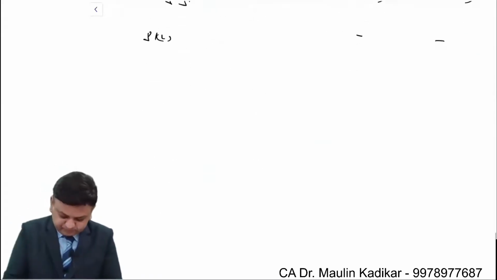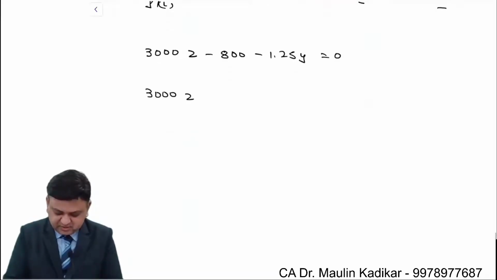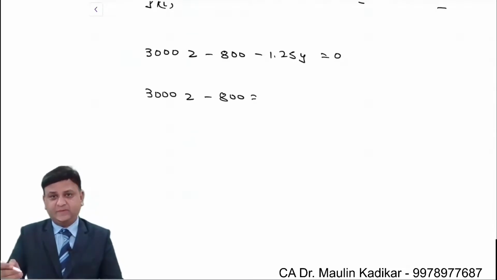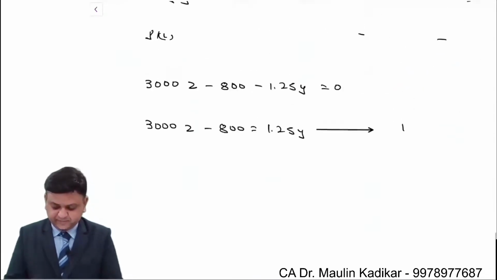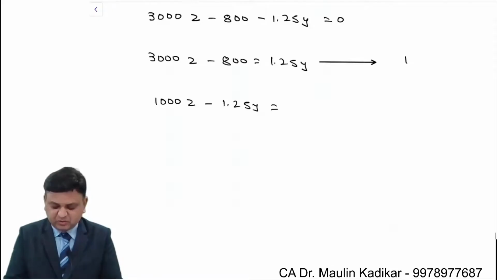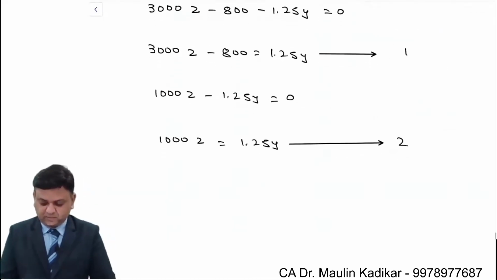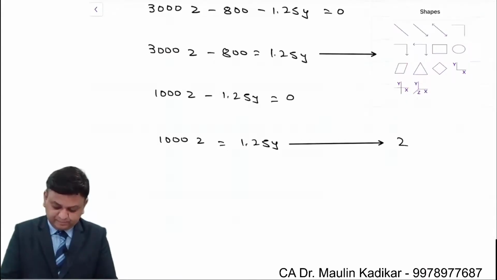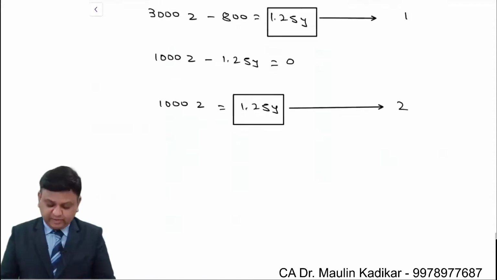So now we understand that 3000Z minus 800 minus 1.25Y is equal to 0. It means 3000Z minus 800 is equal to 1.25Y, transferred to this side. This is equation number 1. Next, 1000Z minus 1.25Y is equal to 0. So 1000Z is equal to 1.25Y. This is equation number 2. We understand that 1.25Y is equal to one value and again the same 1.25Y is equal to a different value. So we can put an equation like this.